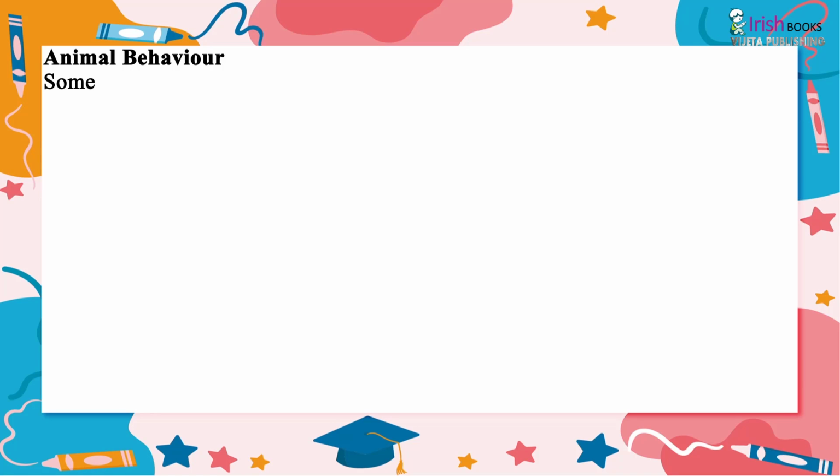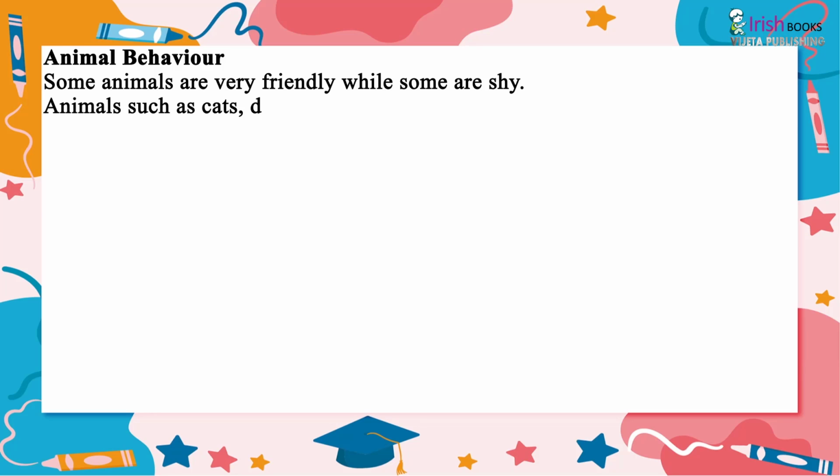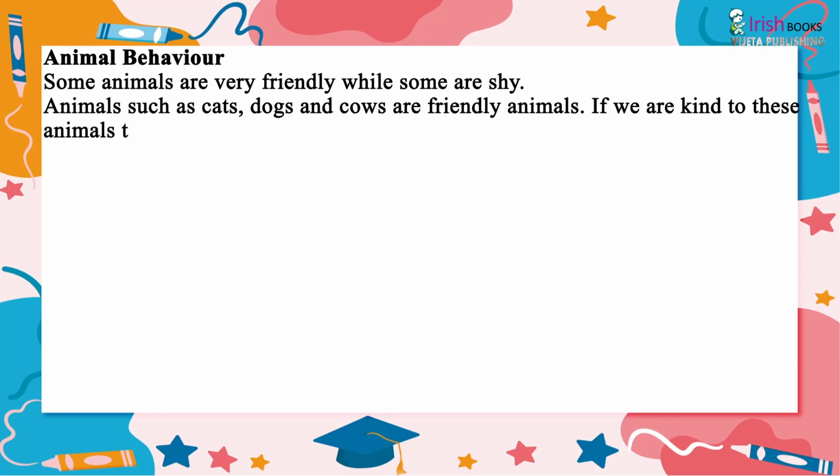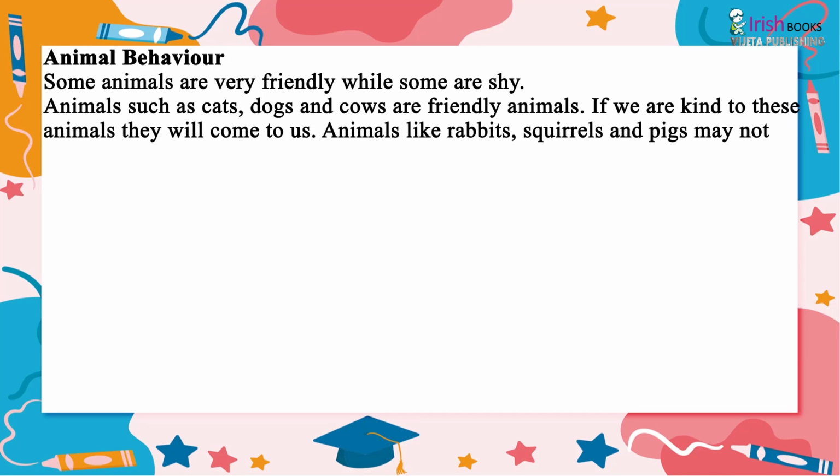Animal behavior. Some animals are very friendly, while some are shy. Animals such as cats, dogs, and cows are friendly animals. If we are kind to these animals, they will come to us. Animals like rabbits, squirrels, and pigs may not be as friendly as dogs and cats.